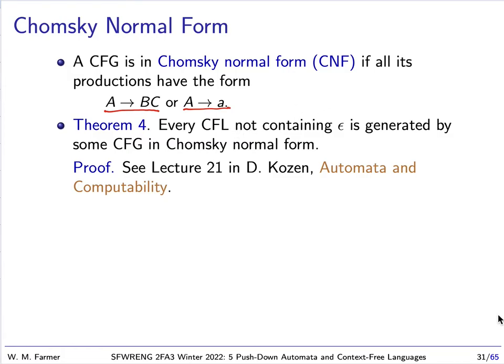And there's a theorem that you can see how it's proven, Lecture 21 in Dexter Kozen's book, Automata and Computability. The theorem says that every context-free language not containing the empty string is generated by some context-free grammar in Chomsky normal form. So if we have a context-free language that's not including epsilon, we can assume that there's a grammar that has productions all in this form.